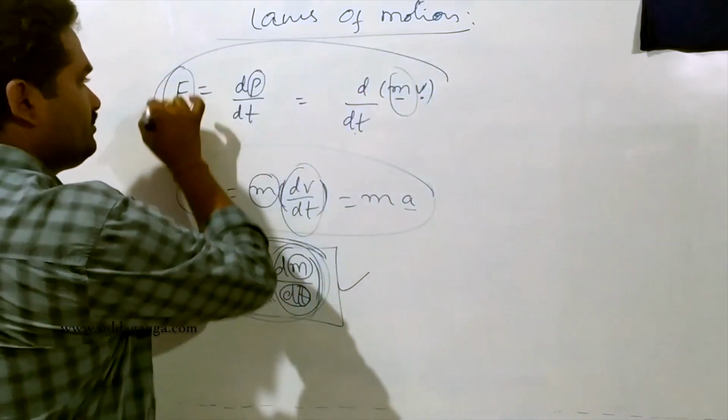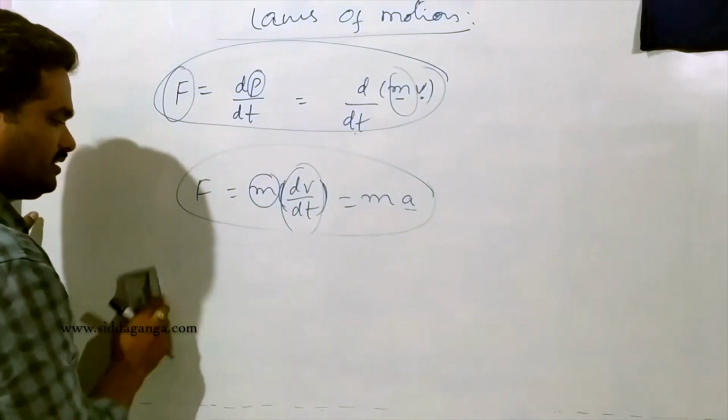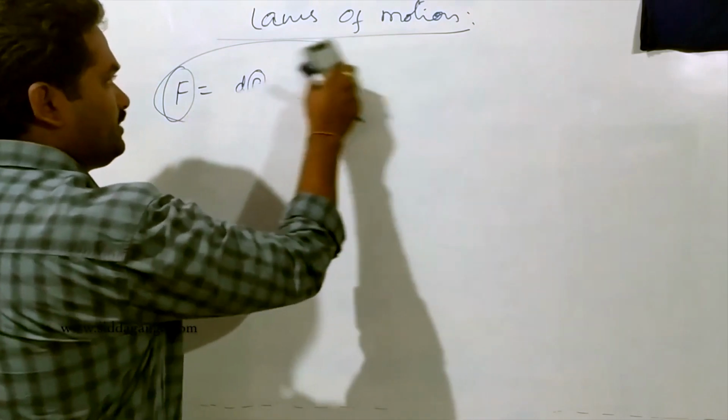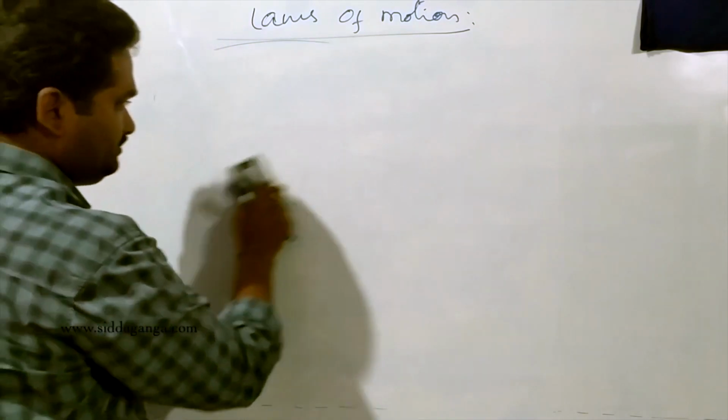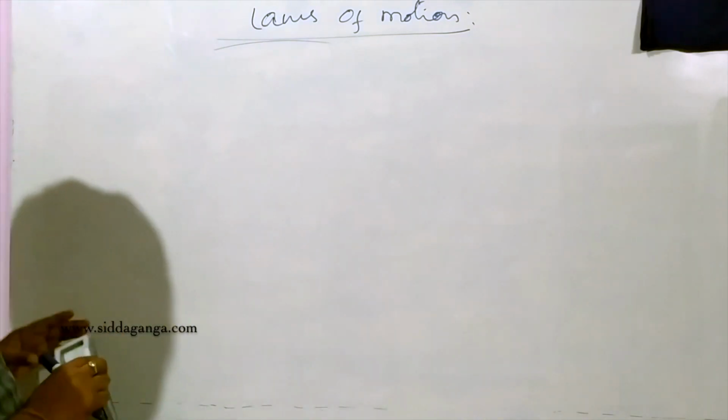I just want you to remember both the equations, not just m into a, but v into dm by dt also. In future problems when you are solving, the same thing will come up, so we'll have a discussion on it. It will be very useful.